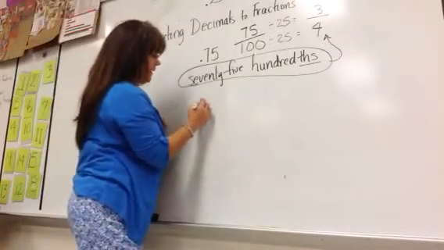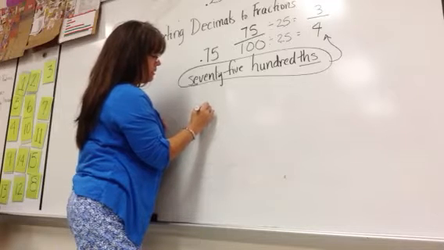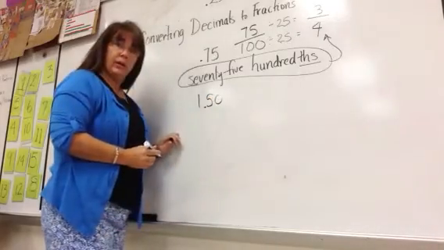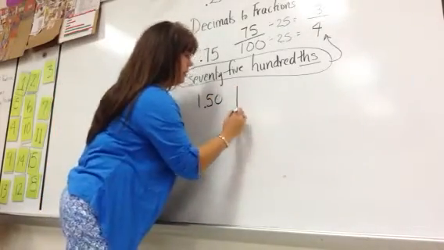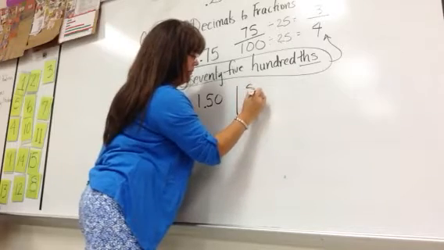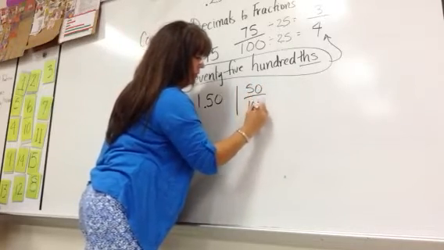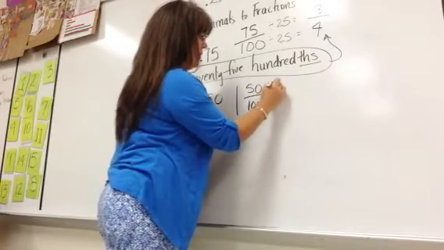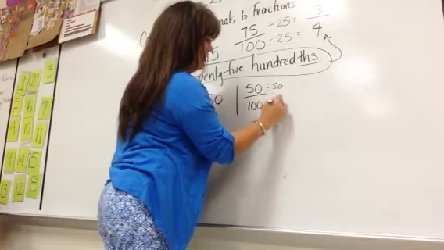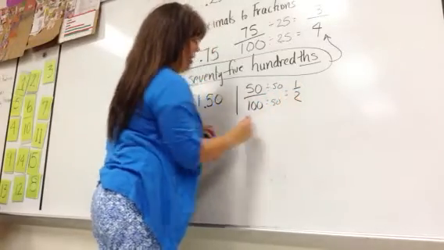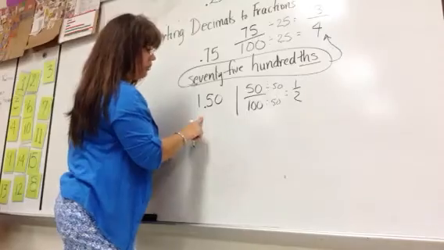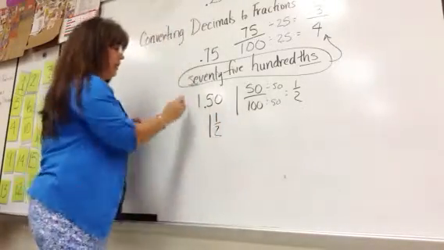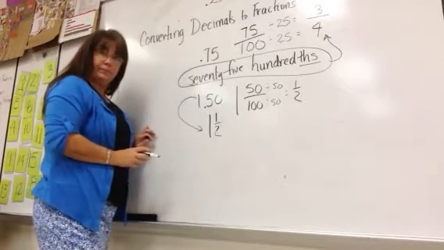Now, what if you had something a little bit different? What if you had 1.50? What would that look like? That's going to look like 1 and 50 hundredths. When you simplify that, we could divide this by 50 and this by 50, and we should get a half. So this decimal written as a mixed number would be 1 and 1/2. We've converted a decimal to a fraction.